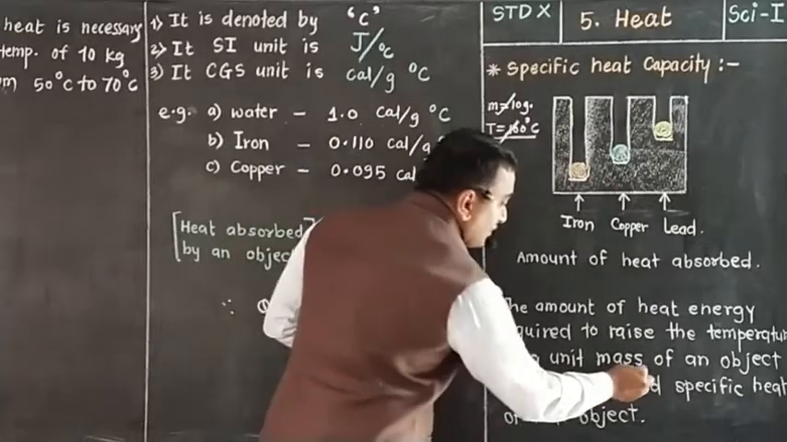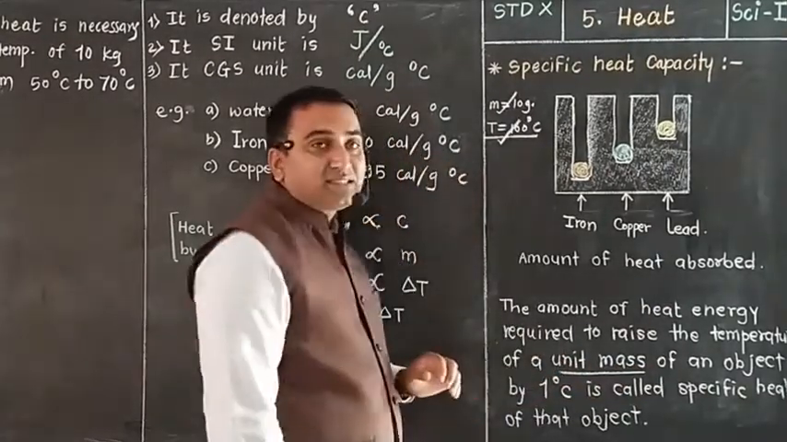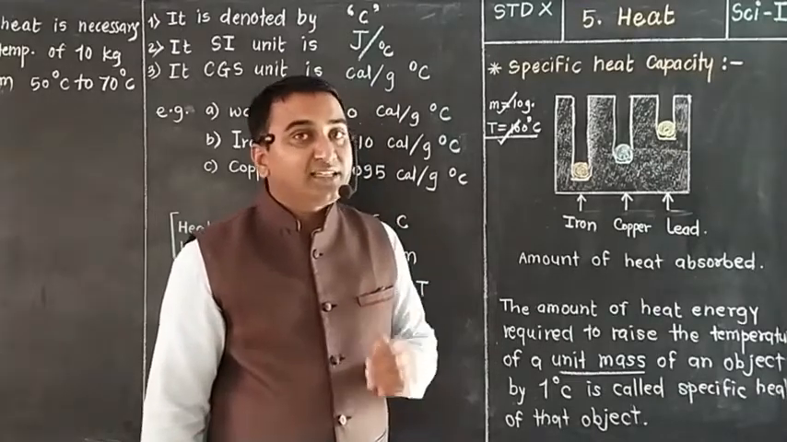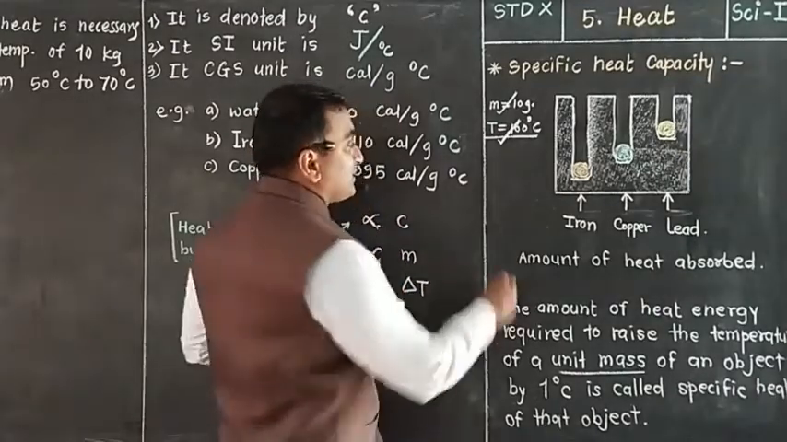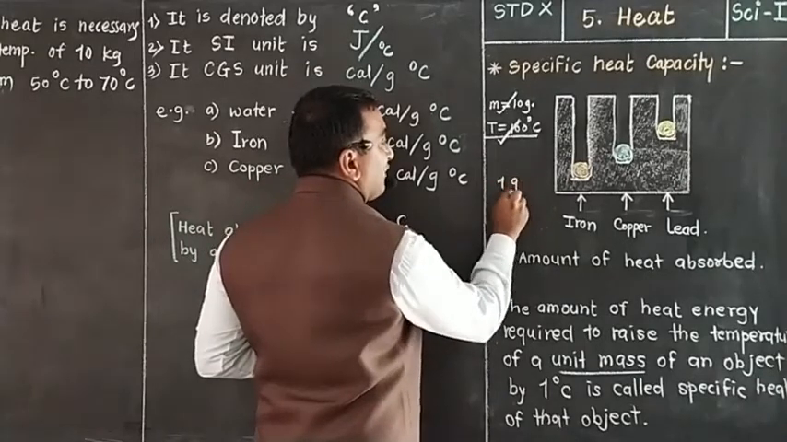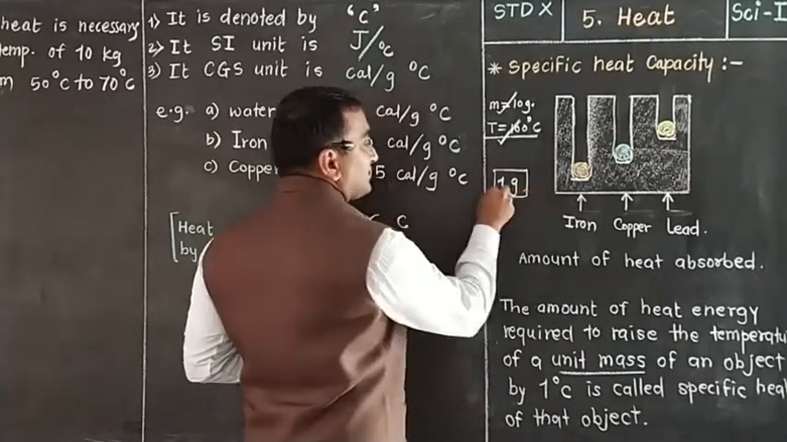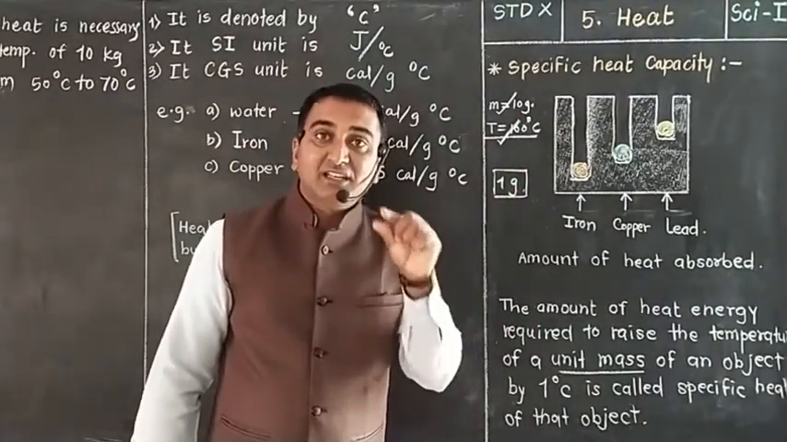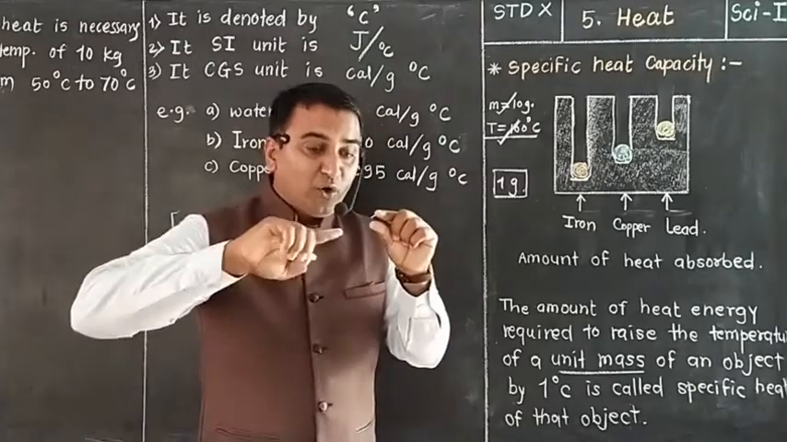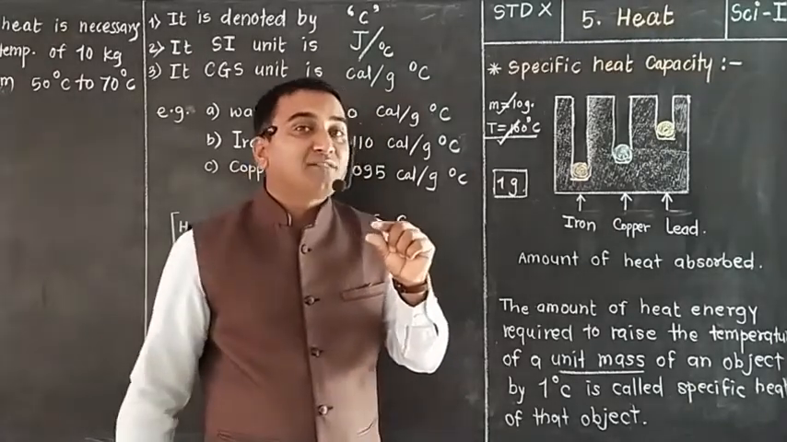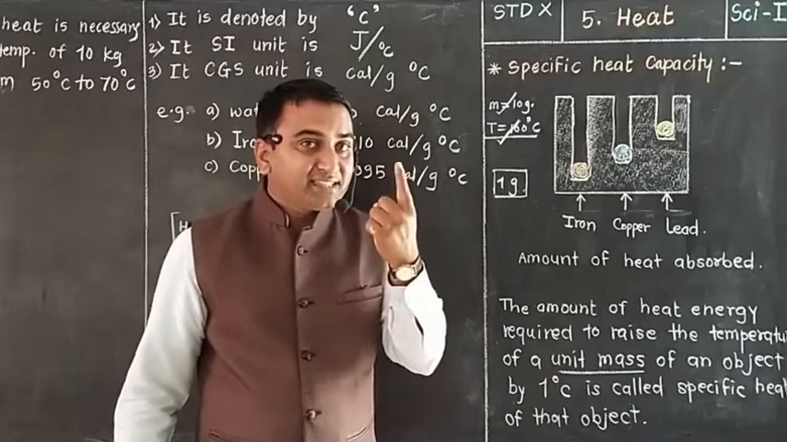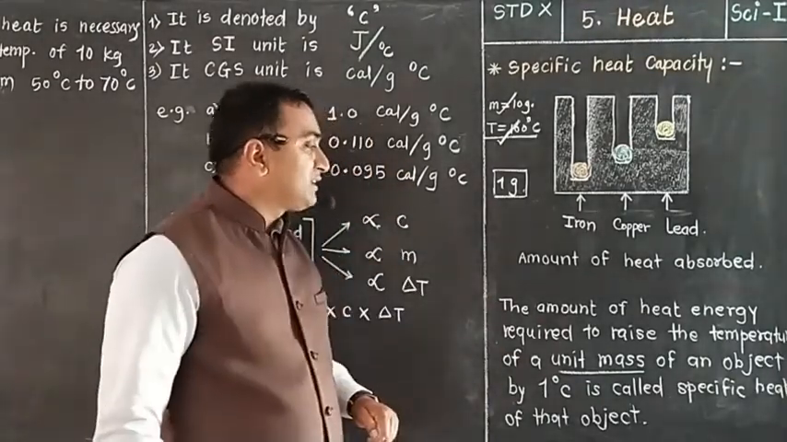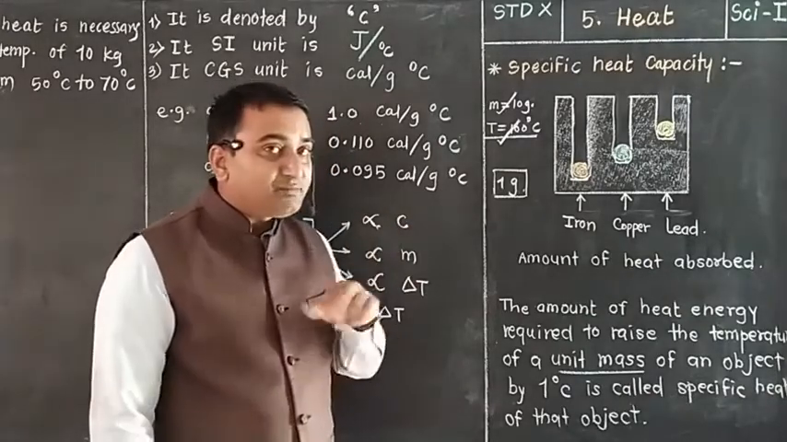Now we should focus on this unit mass. What is unit mass? Mass is measured in kilogram, but the CGS unit is gram. So what is unit mass? If it is of 1 gram, that is called unit mass. That means you have considered a substance of 1 gram and you want to raise the temperature of that substance by 1 degree Celsius. What is the heat required? That amount of heat is nothing but the specific heat capacity of that substance.